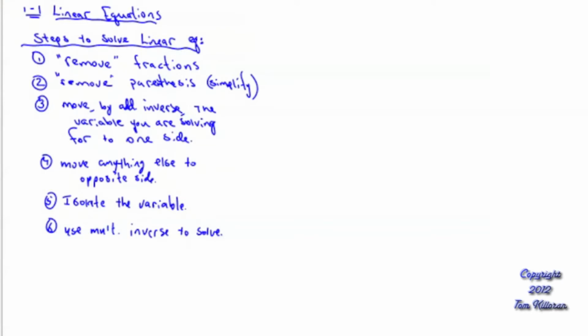Now, some of these steps, they're not going to happen all the time. Like, some equations will not have fractions. Some equations will not have parentheses. Some equations, the variable is already on one side by itself. Some equations, once you get the variable on one side, all the other junk is already on the other side. So you can skip some of these if they're not appropriate. Now, I'm going to put one up here and just kind of run through it.